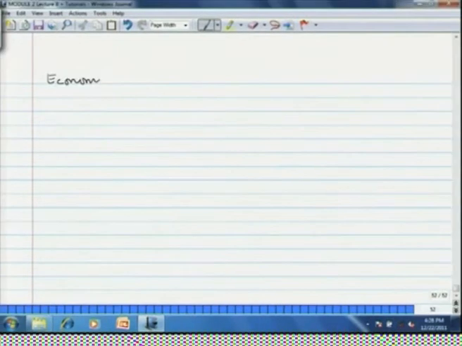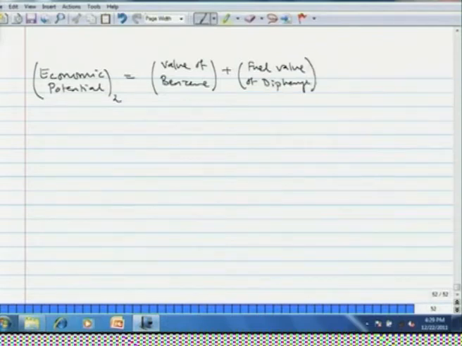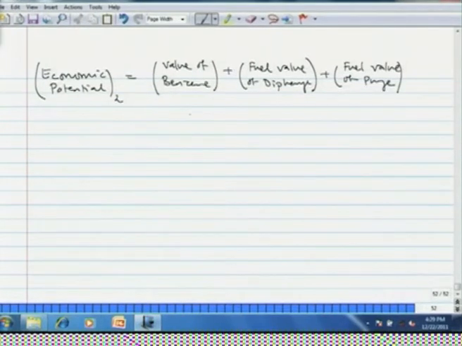Now the economic potential. We have not considered the recycle structure, therefore economic potential at level 2 will be value of benzene plus fuel value of diphenyl, because diphenyl once removed is used as fuel, plus the fuel value of purge gas, minus the value of toluene and the value of makeup gas, the two feed streams.